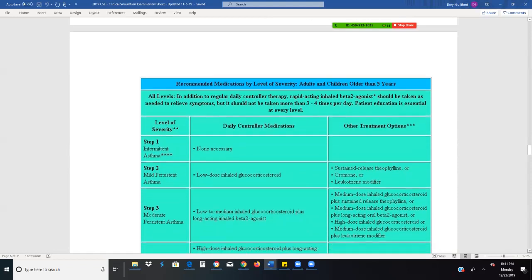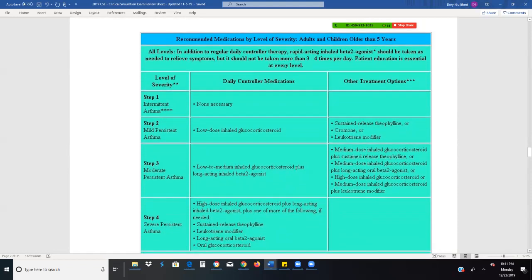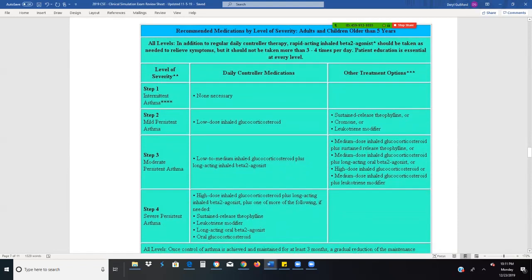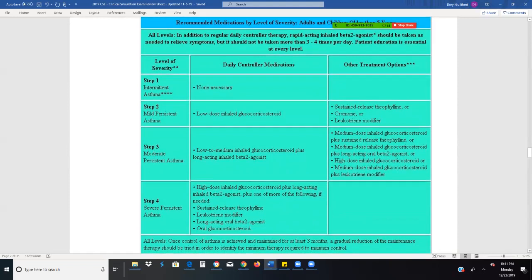And here is the grid. This is for anybody over 5. Step 1, intermittent asthma, no daily treatment needed. Step 2, mild persistent. That's a low-dose inhaled glucosteroid, and then leukotriene modifier. Moderate persistent, low to medium inhaled glucosteroid, and a long-acting beta-2. Brovana comes to mind, and then other treatment options are listed there.